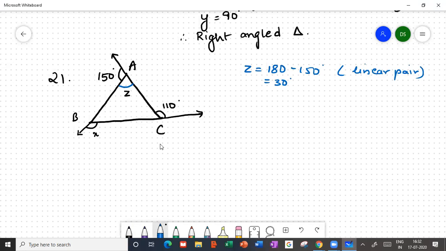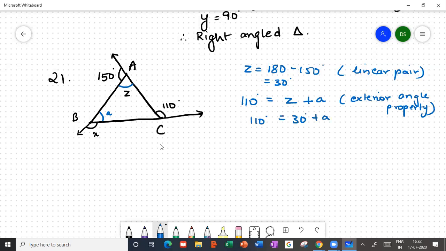Then like you said, 110 is equal to Z plus A, by the exterior angle property. Or 110 is equal to 30 plus A, or A is equal to 110 minus 30, or 80. So we got A. Then you find the angle beside 110, ACB, which is 180 minus 110, which is 70, and then X will be 30 plus 70, which is 100.